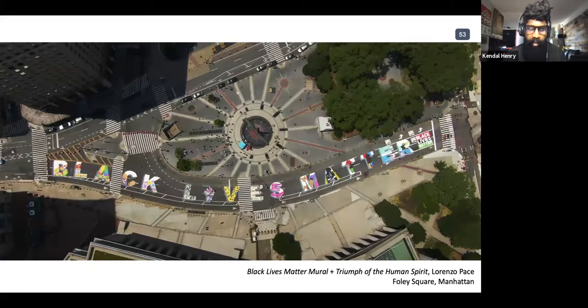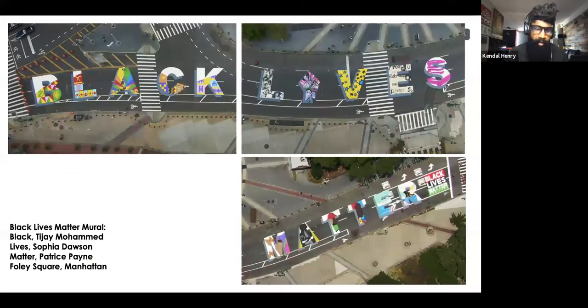And the memorial, the mural itself, was done by three young artists who, just the three of them, represent different gender identities, different religions, different class and opportunities and places of origin. And so they highlighted what it means to be Black in the city through this mural. And so you had Black by T.J. Mohammed, Lives by Sophia Dawson, and Matter by Patrice Payne.